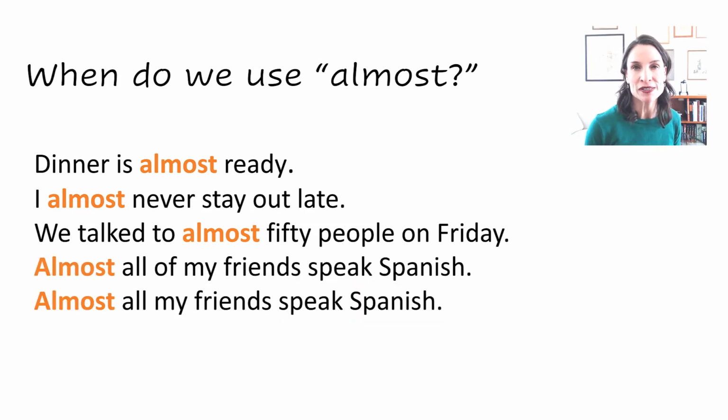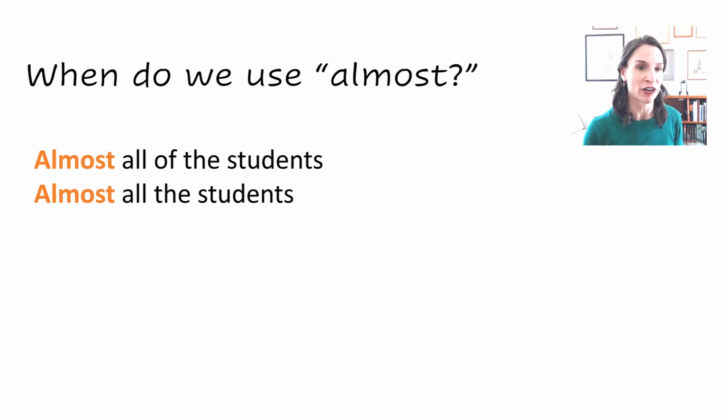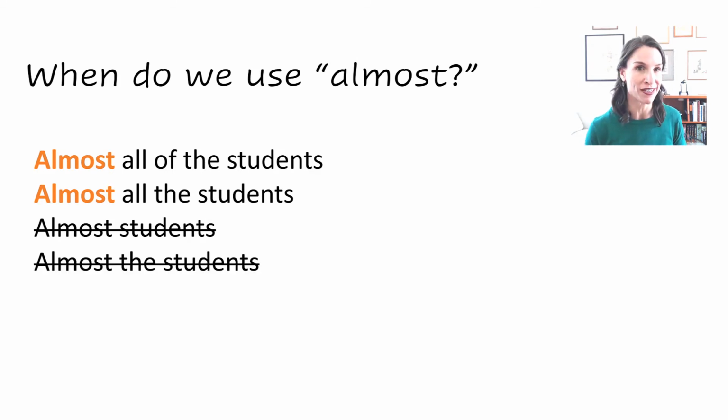I can also use this in front of the word all, like almost all of my friends or almost all my friends speak Spanish. So while these sentences are correct, almost all of the students, almost all the students, this is not correct. And here's where a lot of my students make mistakes. We don't use almost in front of a noun or in front of a noun phrase like this with its article. Almost students or almost the students.